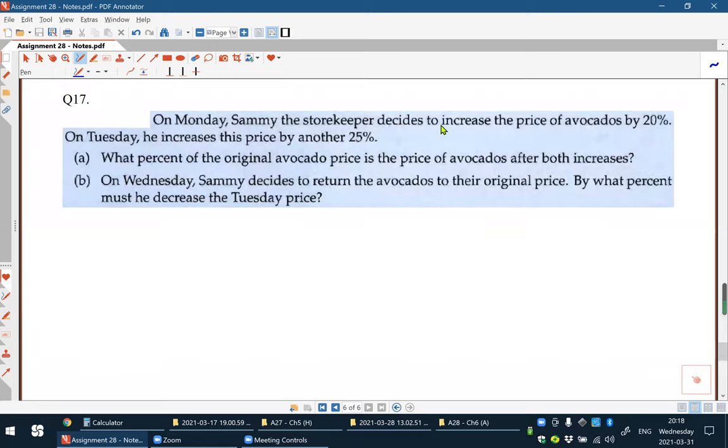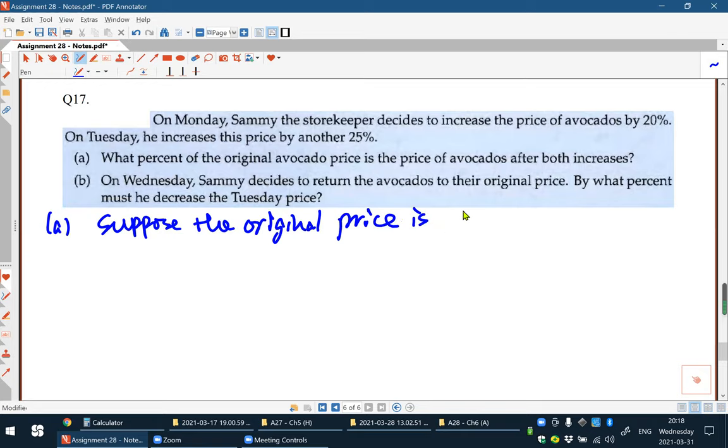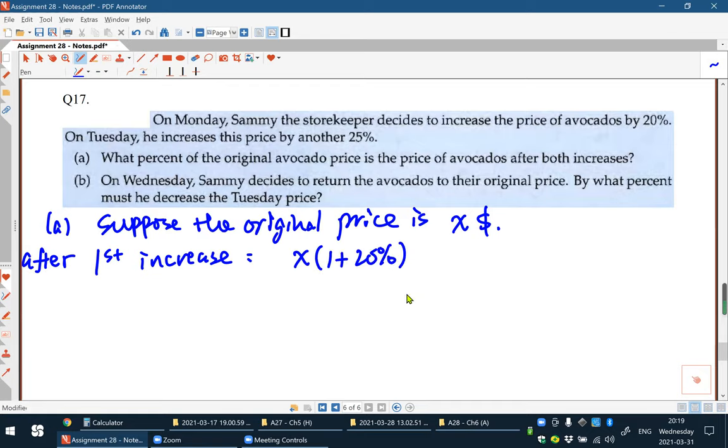On Monday, Sammy the bookkeeper decides to increase the price of avocados by 20%. On Tuesday, he increases his price by another 25%. A, what percent of the original avocado price is the price of avocados after both increases? All right, let's suppose the original price is X dollars. After the first increase, what is the new price? The first increase is by 20%, so the price is X times 1 plus 20%, which is 1.2X.